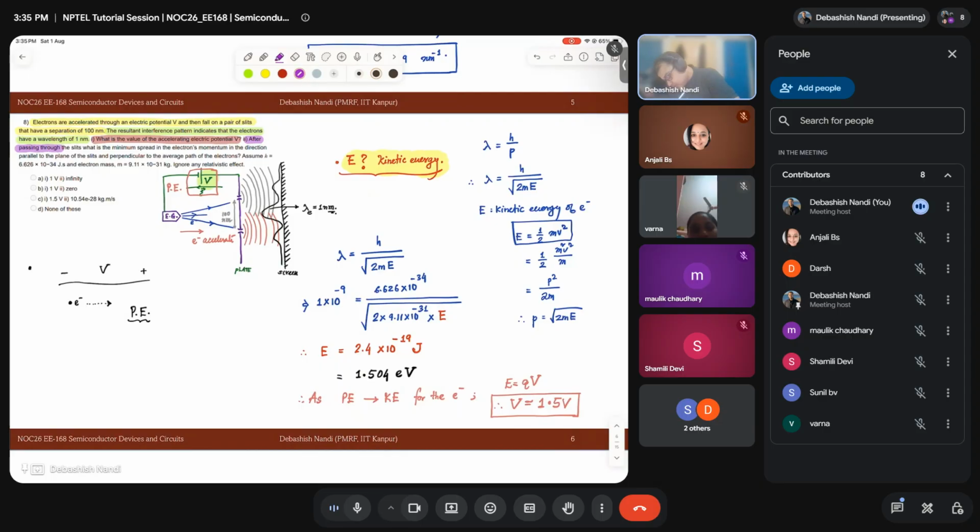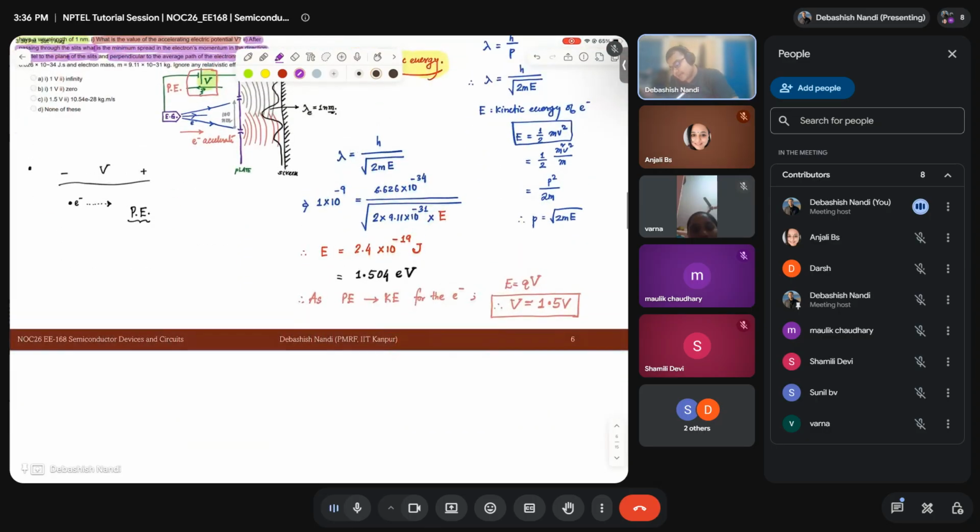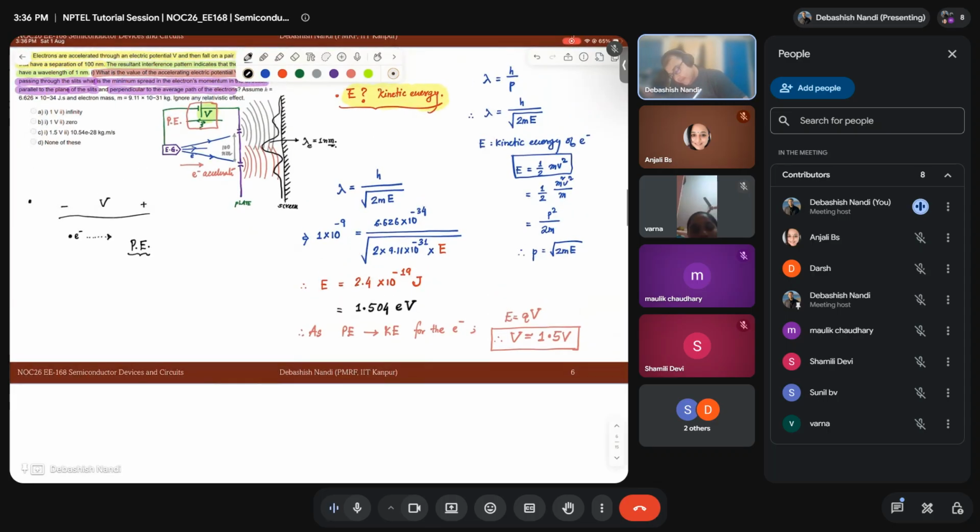after passing through the slits, what is the minimum spread in electrons' momentum in the direction parallel to the plane of the slits and perpendicular to the average path of the electrons, right? How do you do that? So what they want us to find out. So this is my part 1.